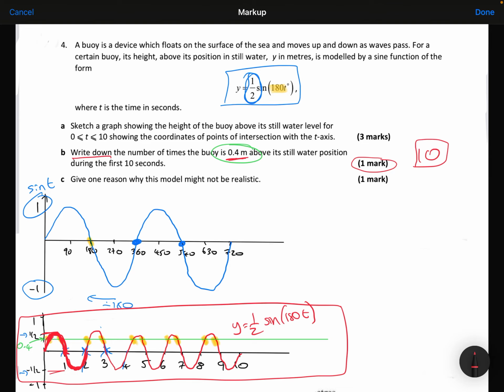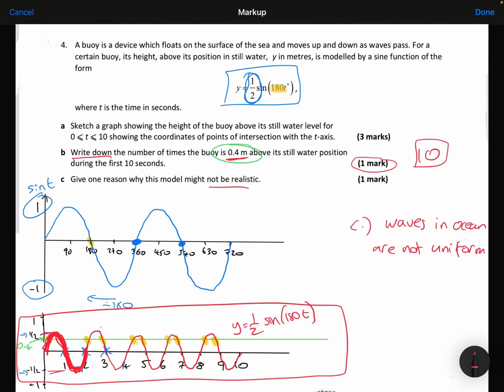So it takes 2 seconds for one full cycle, and according to the model, that seems to be constant, and I think that's unrealistic because the waves in the ocean are not going to be constant. They're not going to be uniform. So waves in the ocean are not uniform. In reality, we're going to get some that are really big, we're going to get some that are really small. They're not all going to be the same.